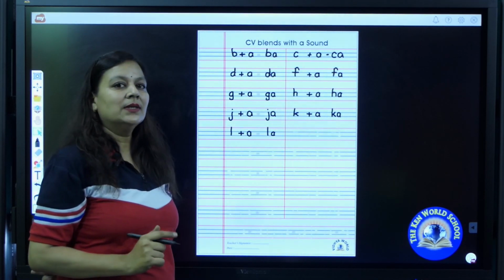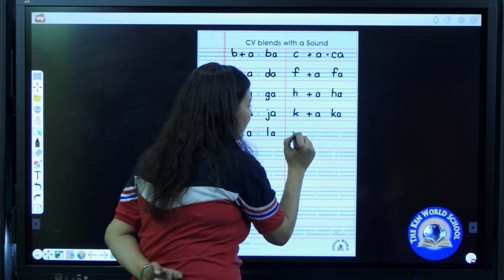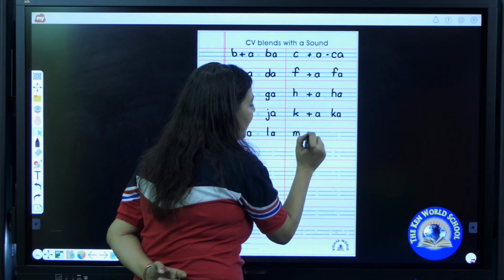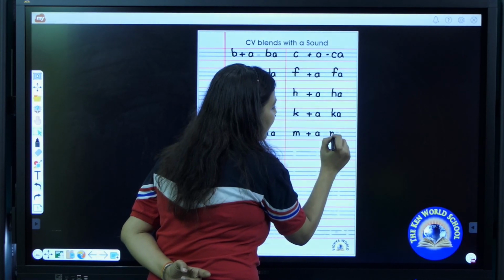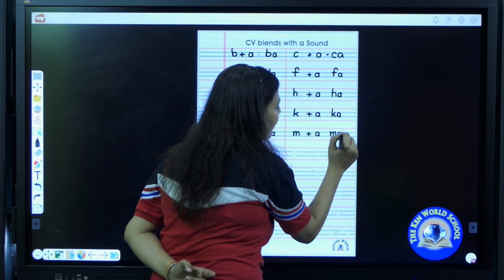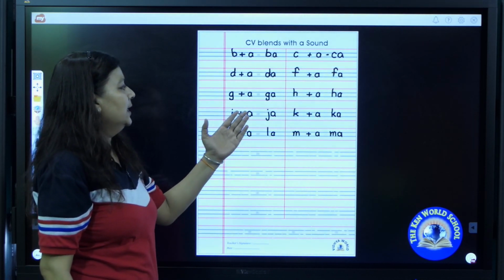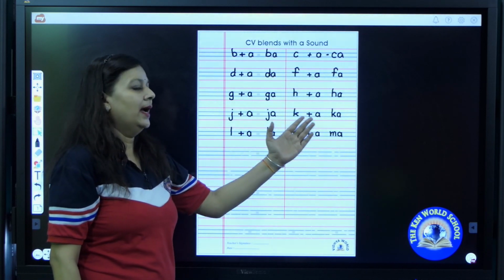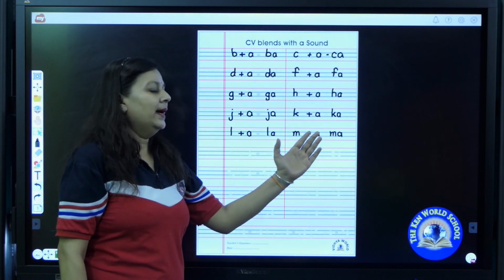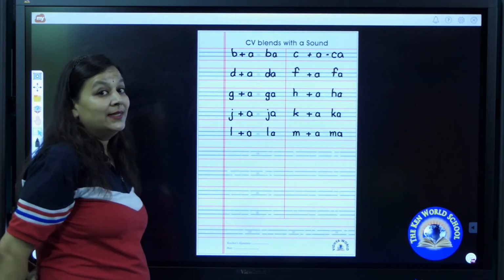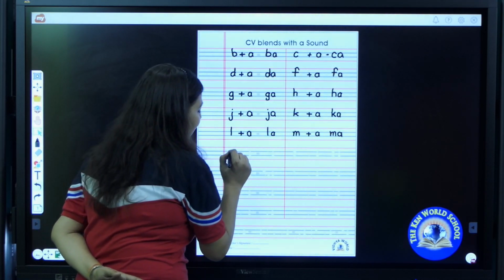Now, which is the next consonant? It's M. M, A, Ma. M A Ma. Yes, now let's repeat. J A Ja, K A Ka, L A La, M A Ma. Now which is the next consonant? It's N. So we will blend it with A.